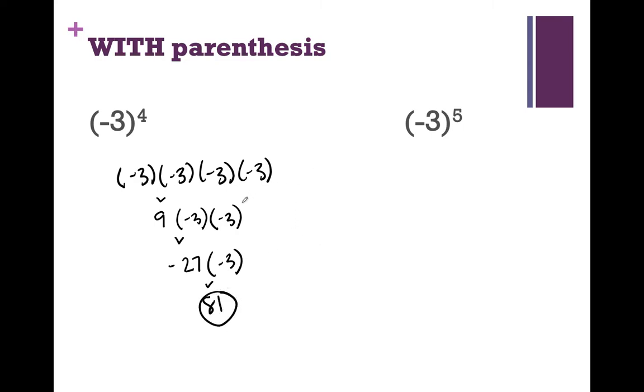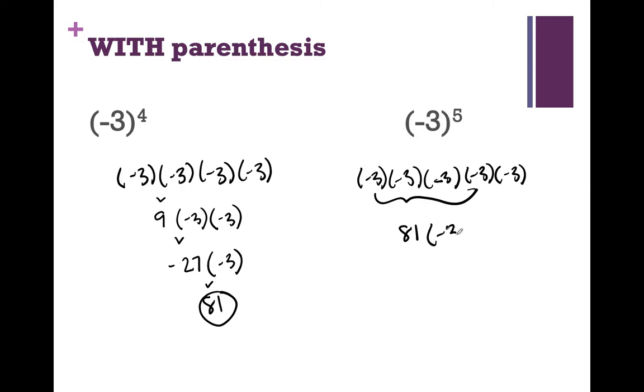For this second example, same idea, but this time there are 5 of them. So negative 3 times negative 3 times negative 3 times negative 3 times negative 3. So the first 4, we're going to get the same result that we just got over here, and then we're going to multiply that 81 times a negative 3, and you'll get negative 243.